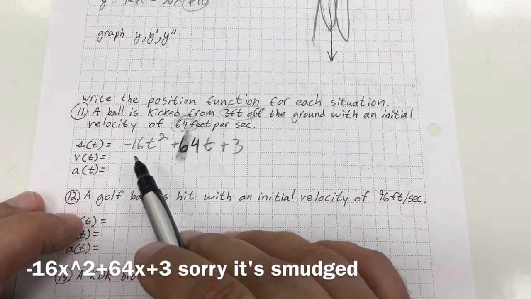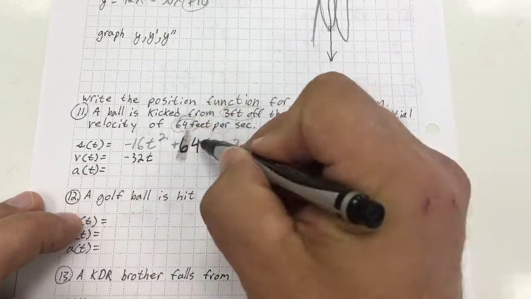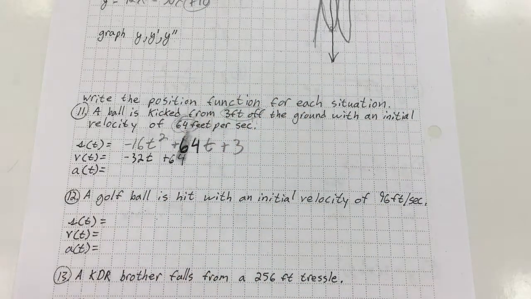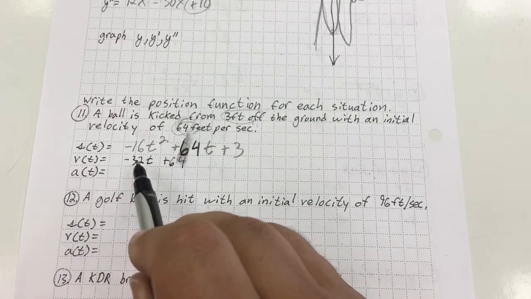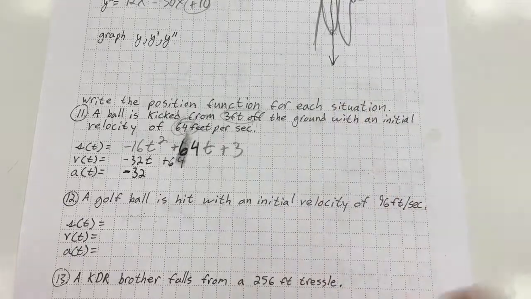Now, to find the velocity function, I take the derivative of the position function. 2 times negative 16 is negative 32 t plus 64. Now, to find the acceleration function, all I need to do is take the derivative of the velocity function. So that's going to give me negative 32, and that's it.